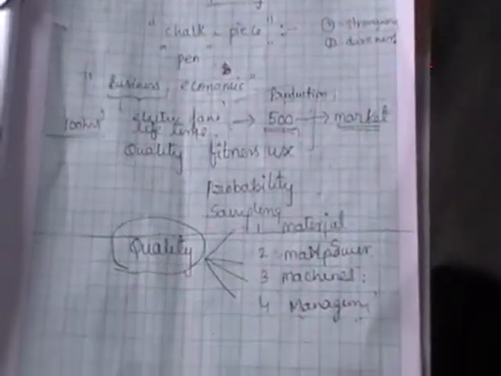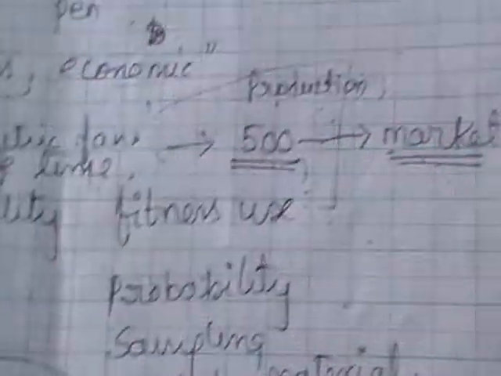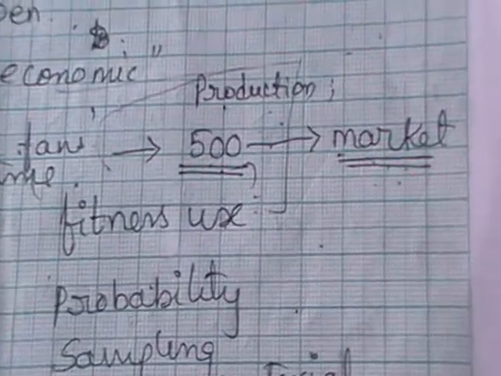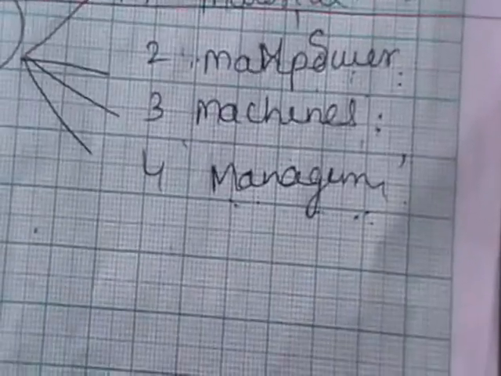Now, then what does this quality depend upon? This quality of any product majorly depends upon 4 M's. Very important question. What are those 4 M's? Means the quality of material which you are using, the quality of manpower which you are utilizing, the quality of machines you are utilizing, and the quality of management.